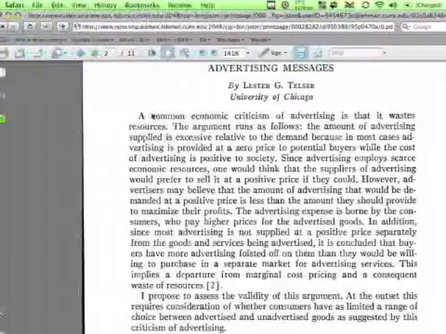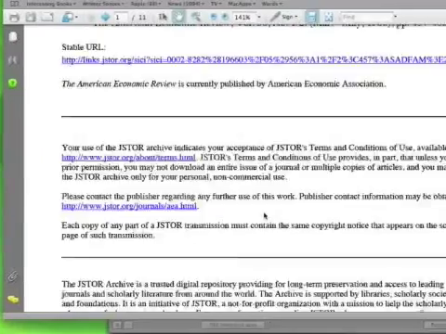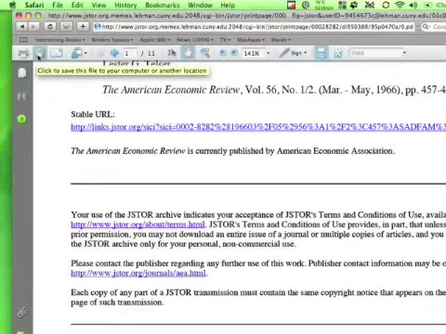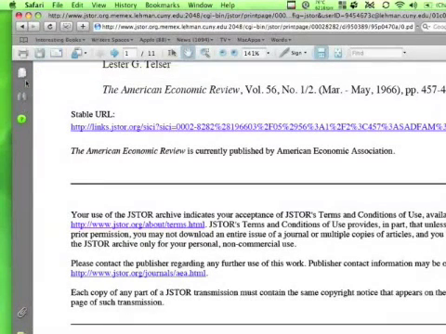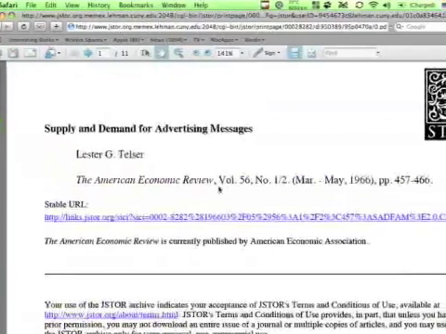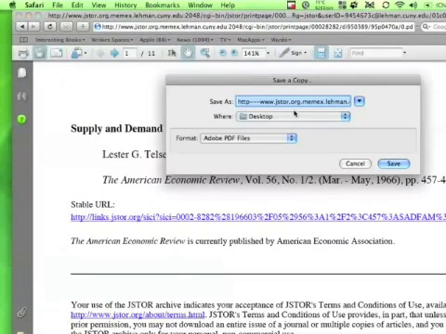And then there's the article. I'm using Safari on a Mac, but a lot of other browsers will have the same sort of thing, where Adobe Acrobat or Adobe Reader will come up within the browser. If that's the case and you still want to save it, you need to click on this little disk version and then figure out where you want to save it.